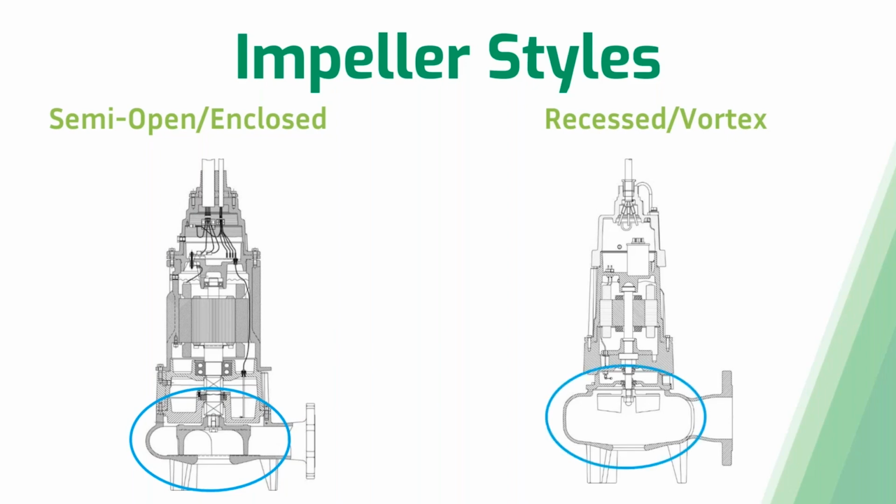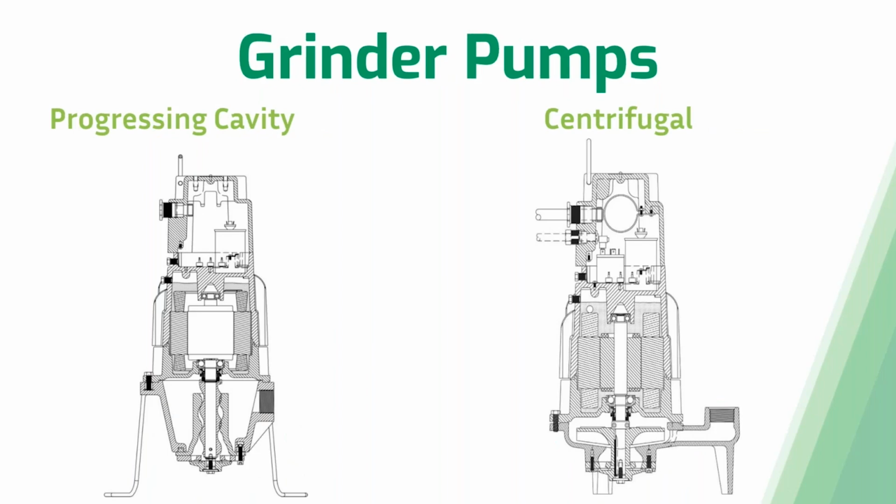Whereas on the other hand, we have our recessed and vortex impellers, where you can see that there's a whole lot more space between the inlet of that pump and the impeller itself, which means that that is giving you more solids passing capacity. So now let's talk about grinder pumps and their impeller styles.